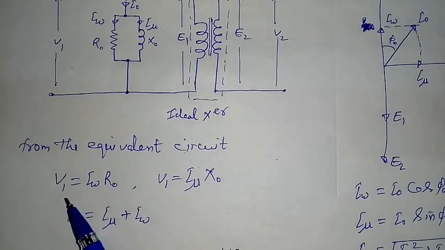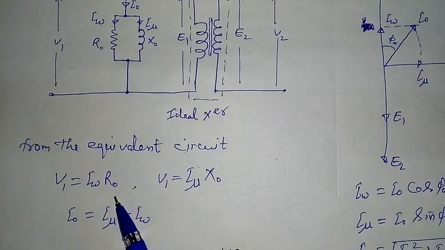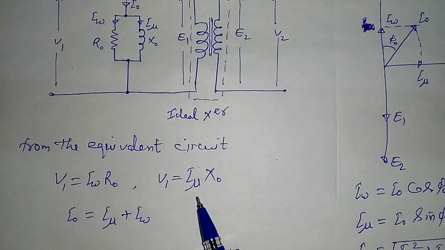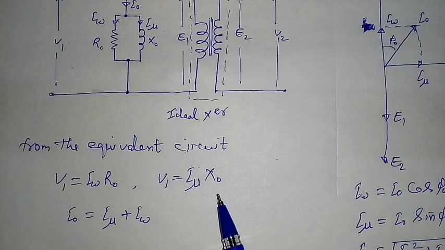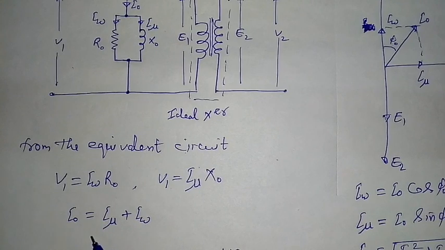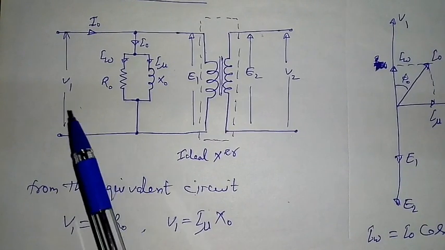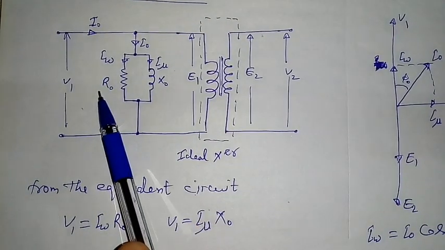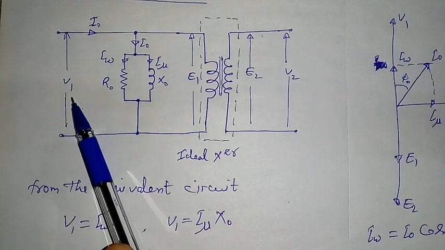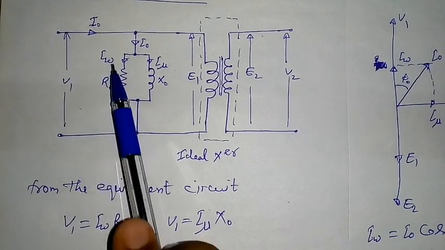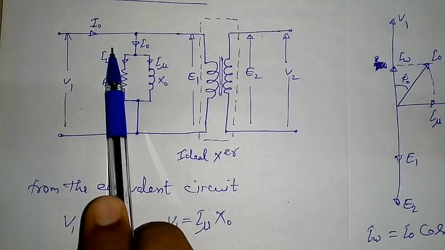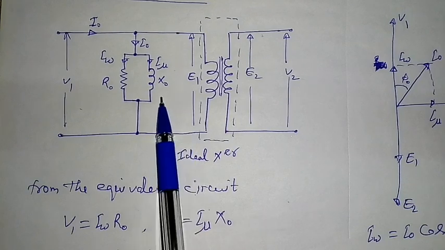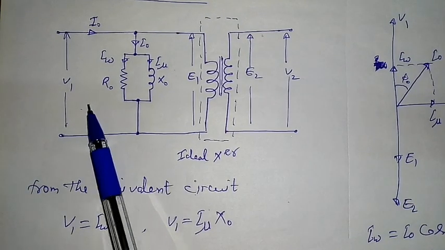From the equivalent circuit, V1 is equal to IW R0. V1 is equal to I mu X0. So I0 is equal to I mu plus IW, and core loss is equal to IW square R0, which is equal to V1 square upon R0. In the figure you can see IW R0 is equal to V1. Apply KVL here, and if this drop is negligible, then I mu X0 is equal to voltage V1.